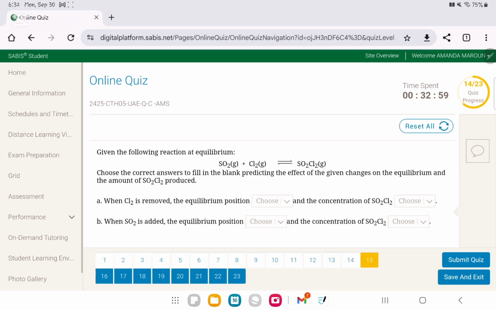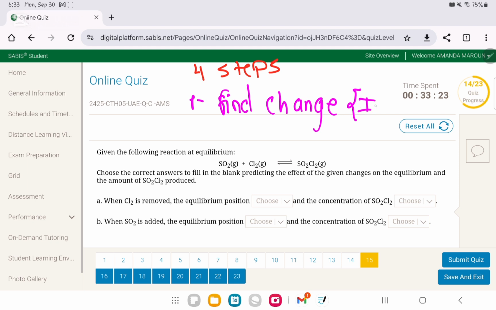Question number 15. Very, very important question. Choose the correct answers to fill in the blanks. Whenever we have a question like this, we have 4 steps. The very first step is to find the change. We call this the imposed change, or IC. The second step is according to Le Chatelier's principle. We need to state his principle.